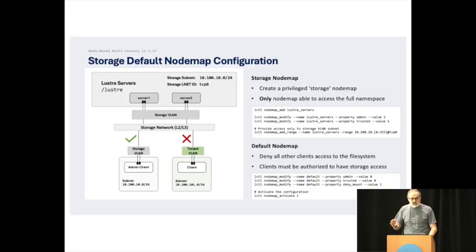There's also a second node map called the default node map, which in this case is rejecting all clients. So basically, if a client tries to mount Lustre and it's not in the storage VLAN, it's not an admin client, then it just gets completely rejected, because now there are no tenant node maps created.